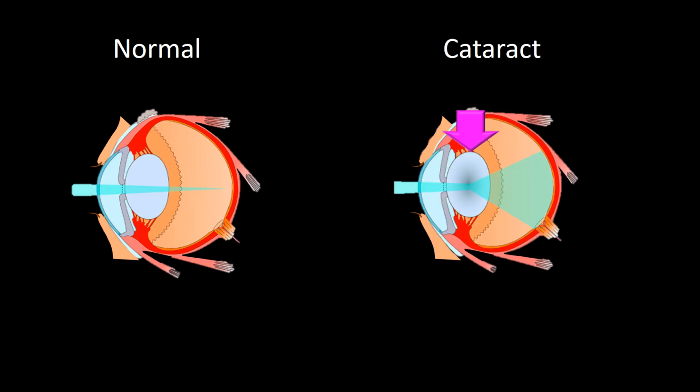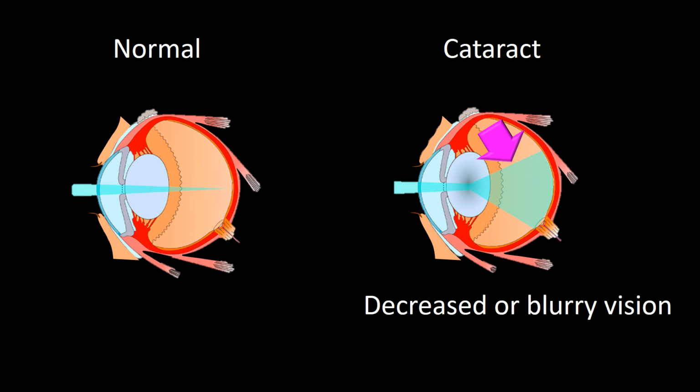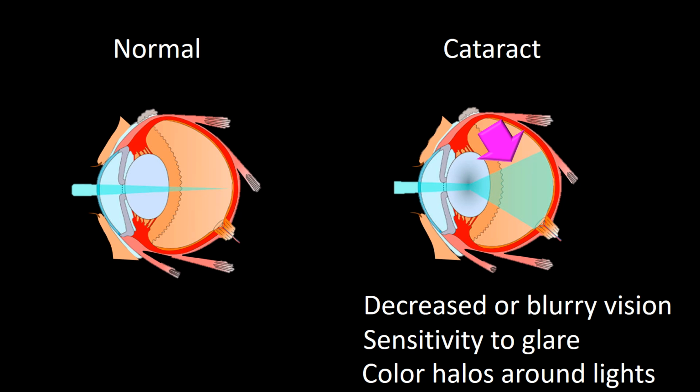Normal lens allows mainstreaming of light. A cataract consists of clouding or opacification of the normally clear lens, leading to failure of the lens to mainstream light. Failure of the lens to mainstream light results in decreased or blurry vision, sensitivity to glare, and color halos around lights. These findings are more prominent at night.